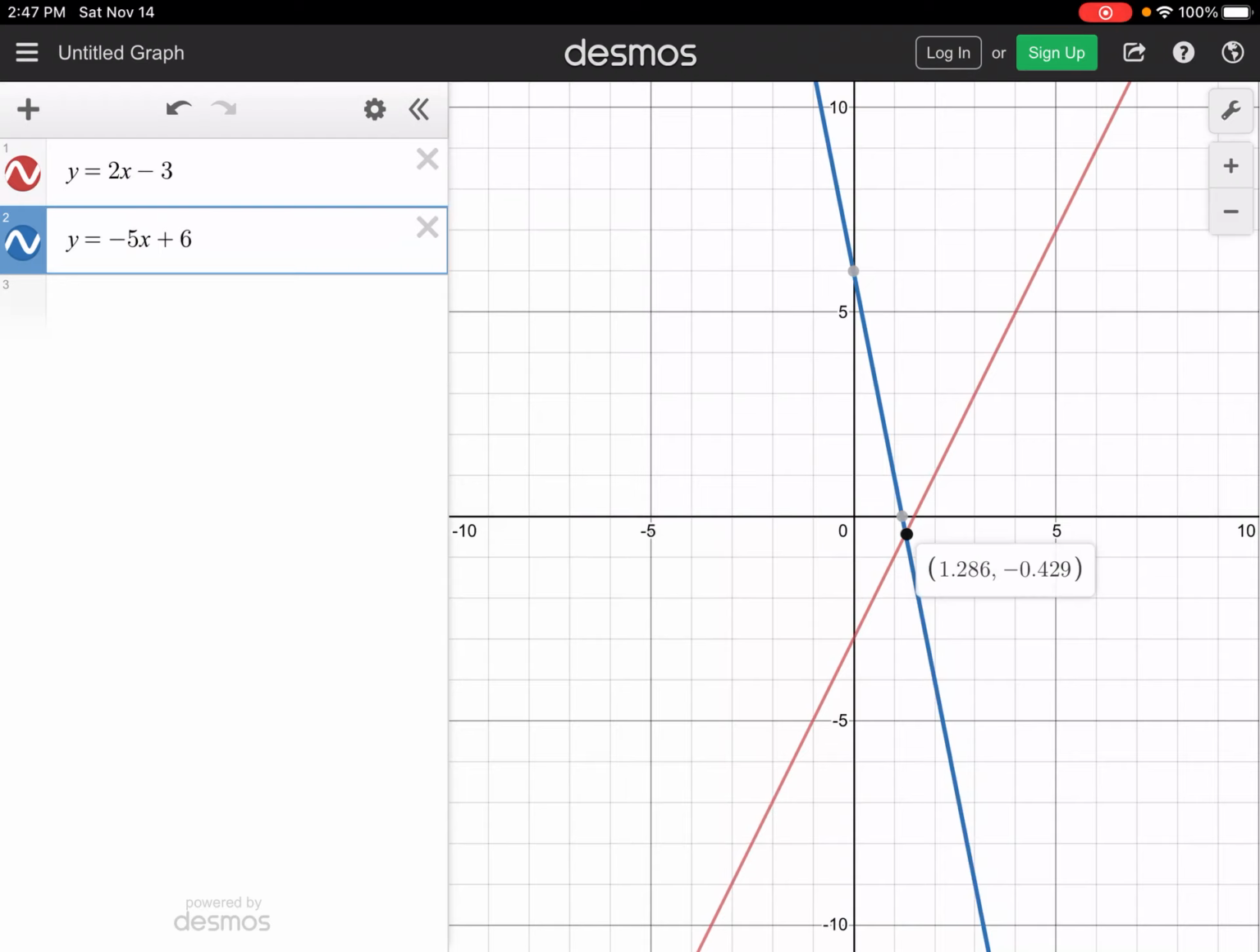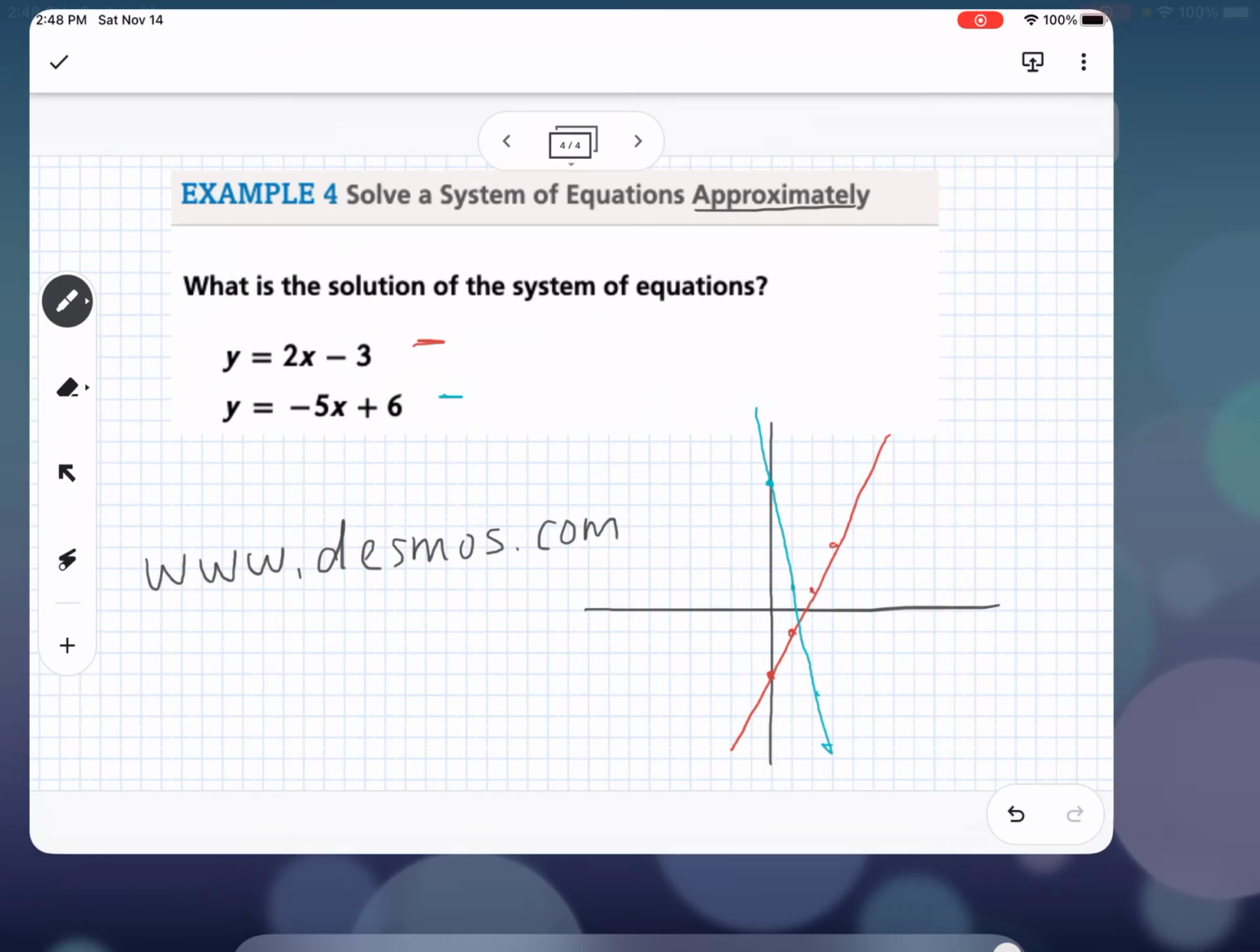So you can see right there, they cross at 1.286, negative 0.4229. So this is something, even when you're doing ones that are not approximations, you could graph them to make sure that you are getting the correct answer. So Desmos is a good option for checking your work and trying to figure out where they crossed using a graph. Okay, so let's go back to our thing here.